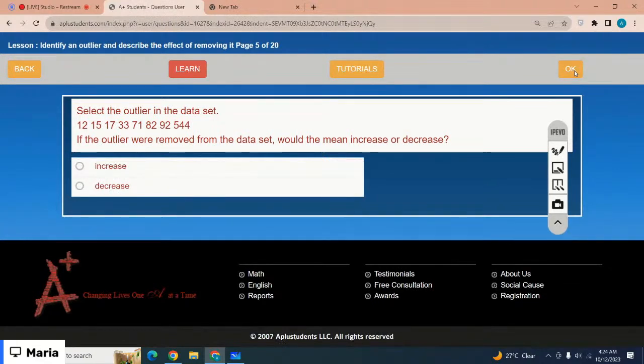Select the outlier in the data set: 12, 15, 17, 33, 71, 82, 92, and 544. If the outlier were removed from the dataset, would the mean increase or decrease? The outlier is 544, right? Then if you remove 544, the mean is decreased. The correct option is decrease, right?